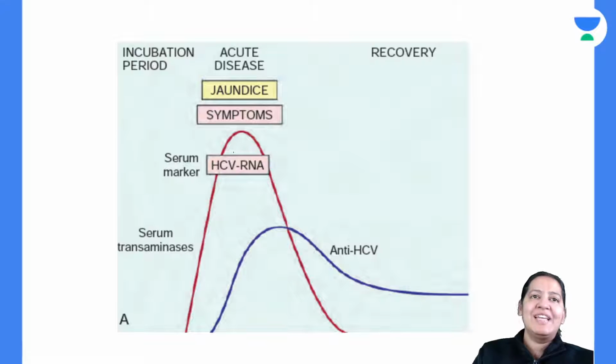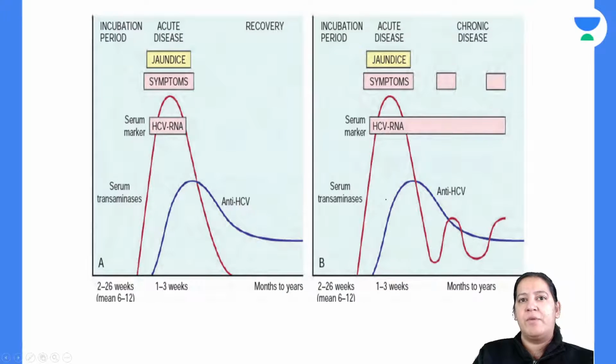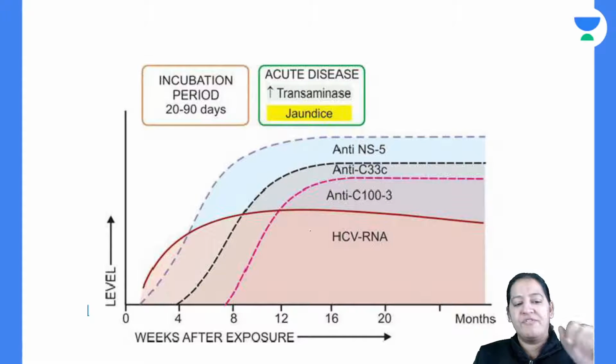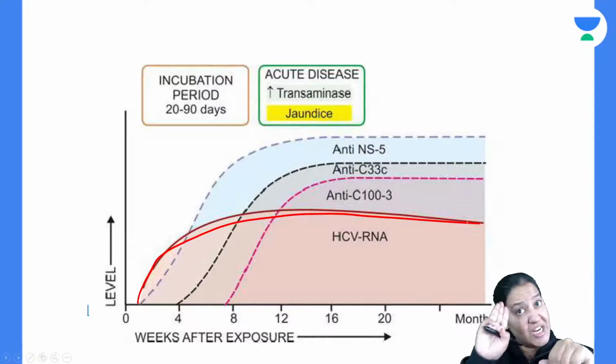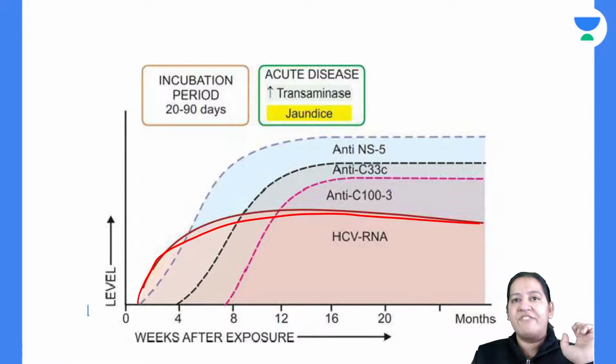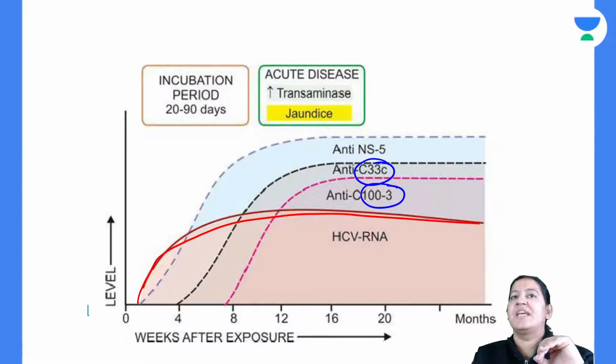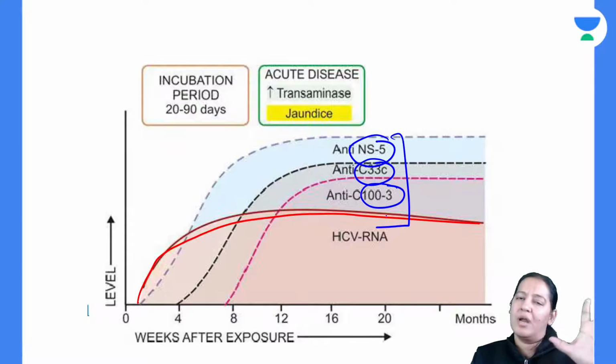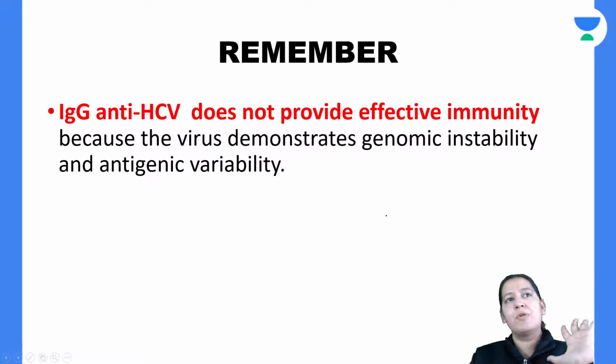So you can see the antigen, the virus itself, is coming, and then the body is forming three types of antibodies against it. You can see the first antibody which comes is 103. The second is 33C, and the third is NS5. I know it is difficult to learn, but please keep it in mind. So that is about C.